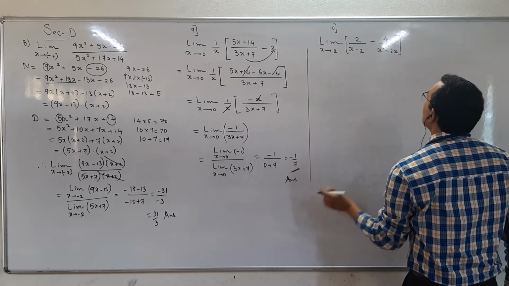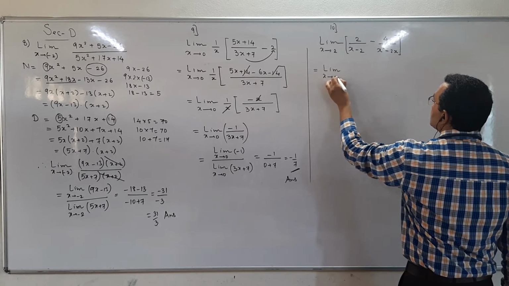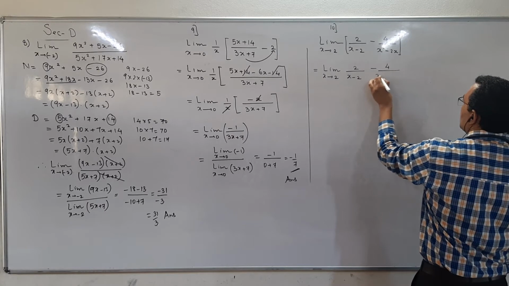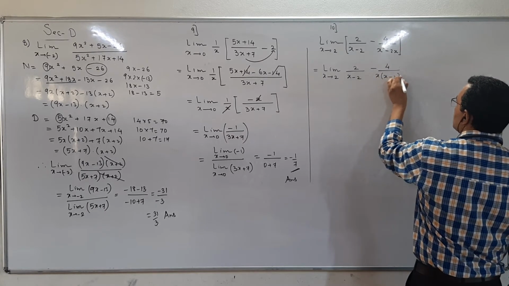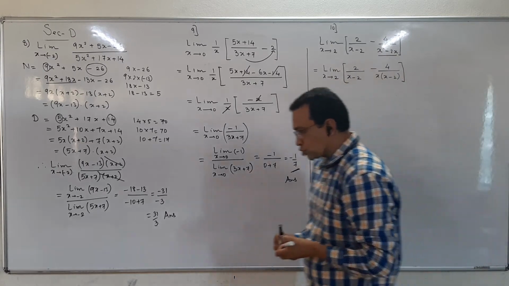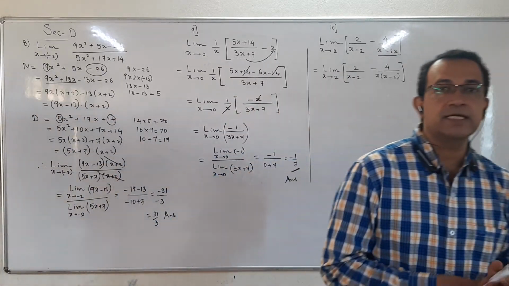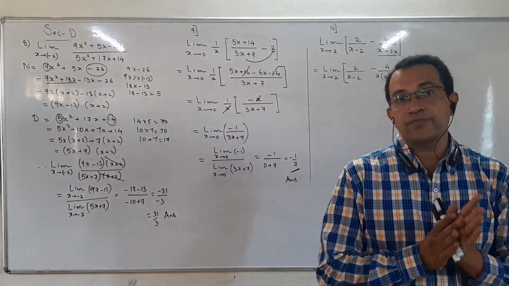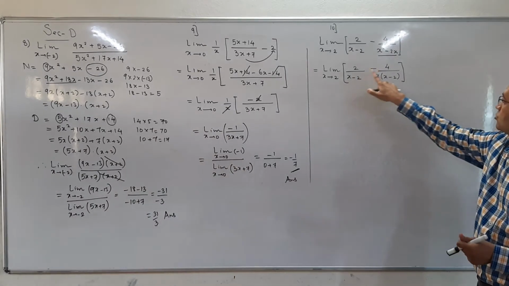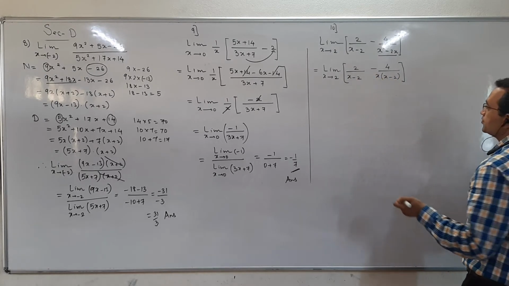Okay, here what I can do is write this as limit x tends to 2 of 2 upon x minus 2 minus 4 upon x into x minus 2. This much all of you can understand. From x square minus 2x, students, I can definitely take x common. So this is easy to understand. Now what is the LCM of x minus 2 and x into x minus 2? It is x minus 2 into x.